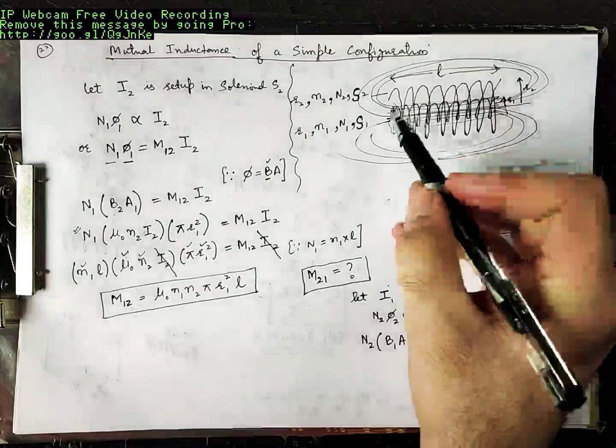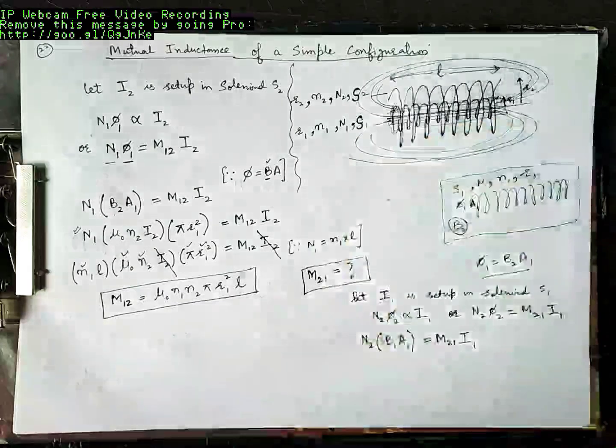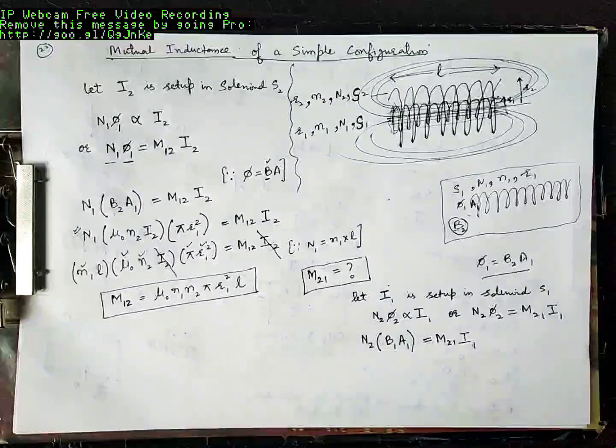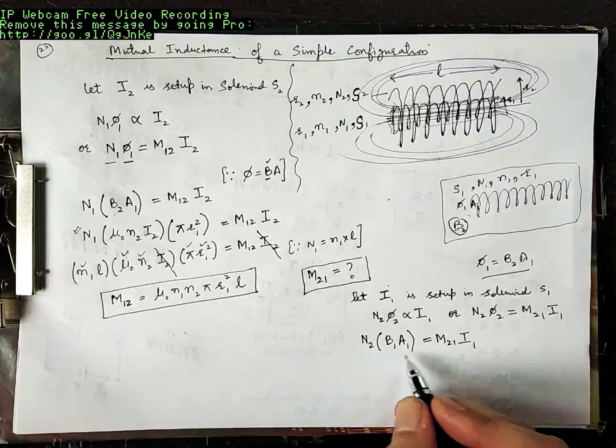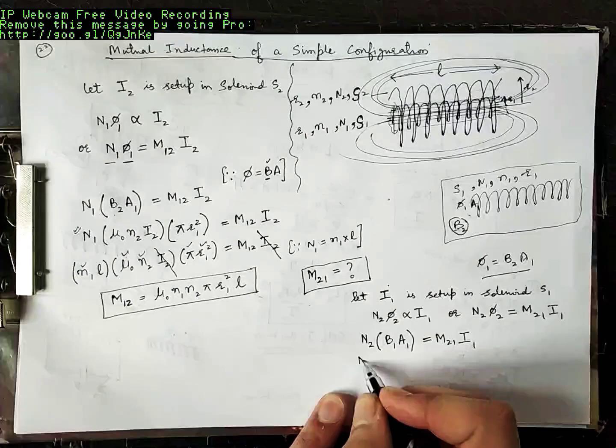Because once flux reaches here, it won't come from this path. It comes from outside, because flux lines tend to be as far apart as possible. So there's N2, B1, A1. So you know the expressions, the values for these expressions. This is N2.